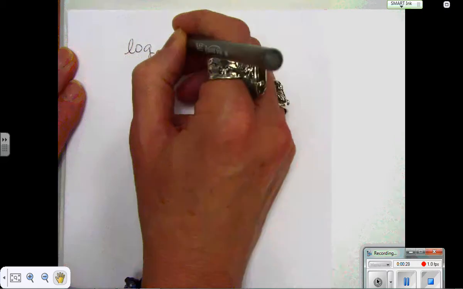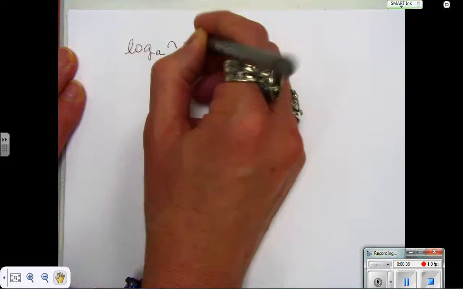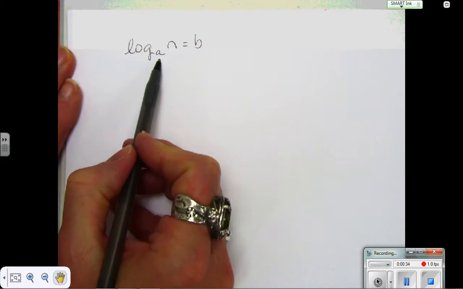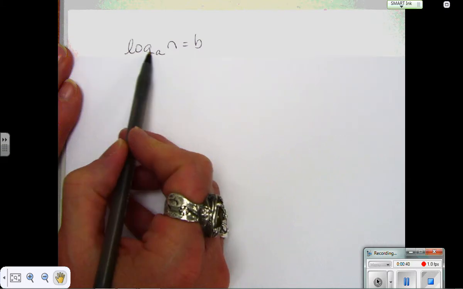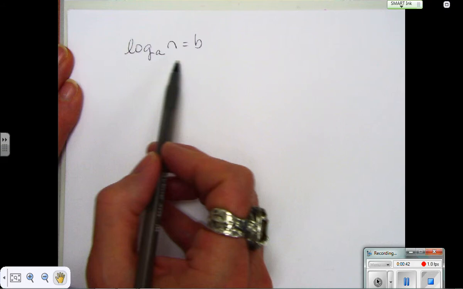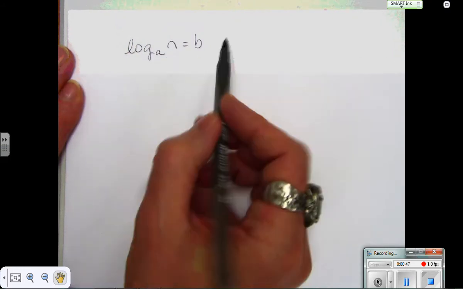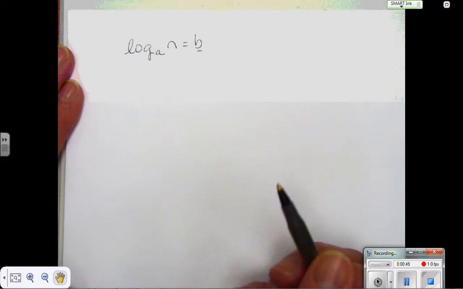Log base A of n equals b. So the way you read this is log base A, and the base is a subscript. It's a little number written at the bottom, toward the middle of your g. Log base A of n equals b. And it's always equal to the exponent. So this b represents an exponent right there.